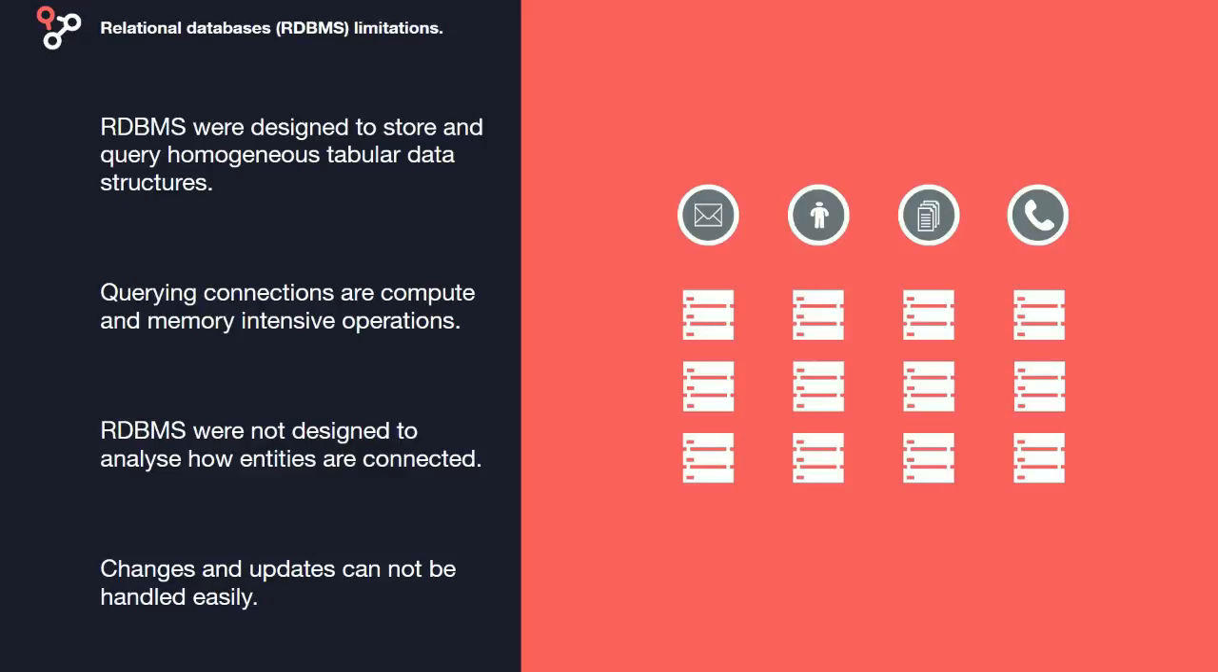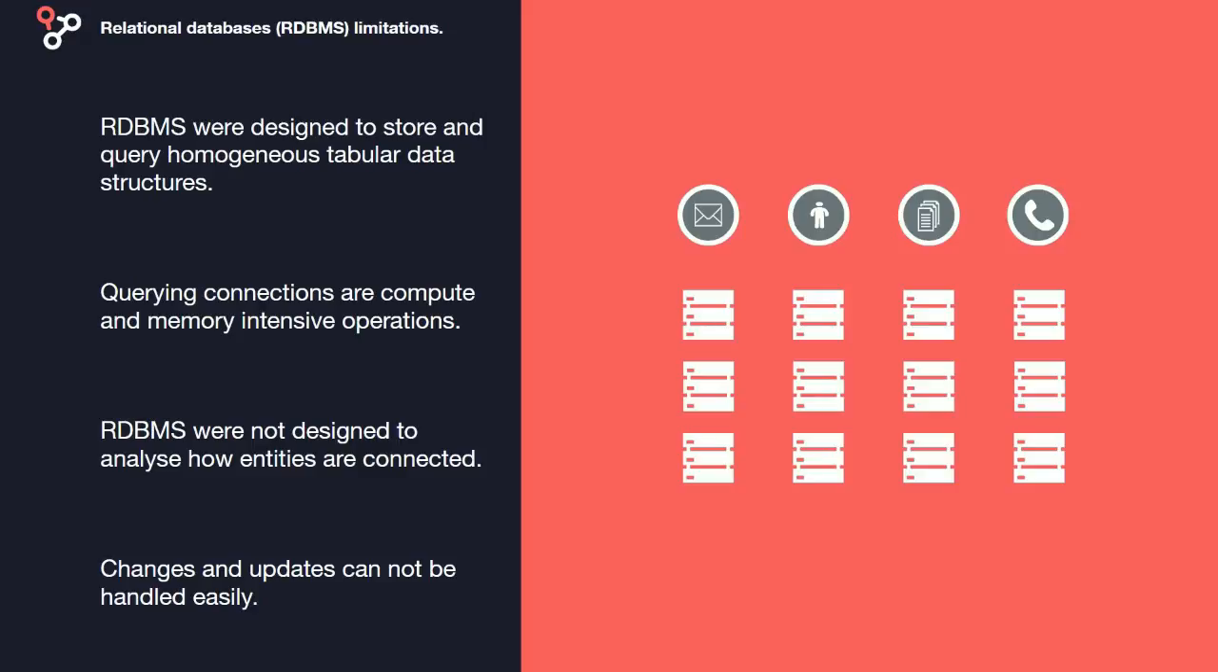So querying connections using foreign keys and joins are compute and memory intensive operations that have an exponential cost. So if one wants to understand the connection between entities to get, for example, an understanding of a network, it's definitely not easy. Also, when using relational databases, you have to define the structure of your data model upfront. So this fixed and strict structure provides safety, but is hard to change afterwards. So changes and updates cannot be handled easily.